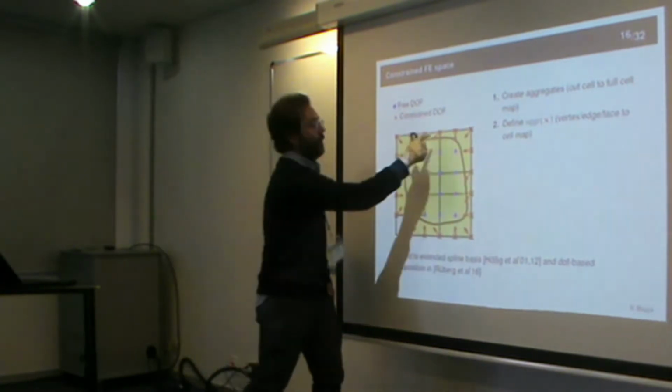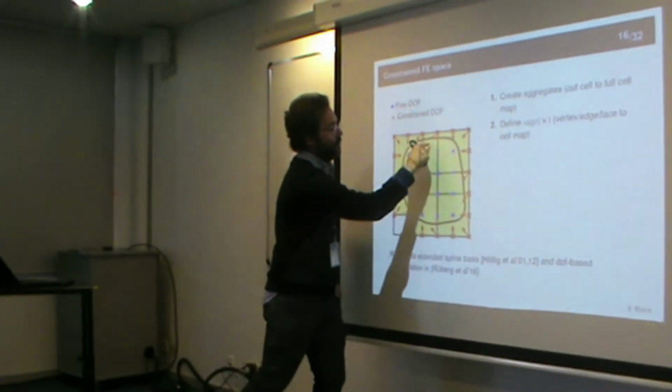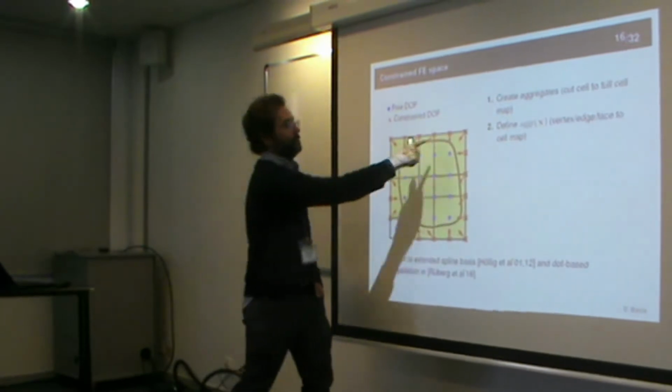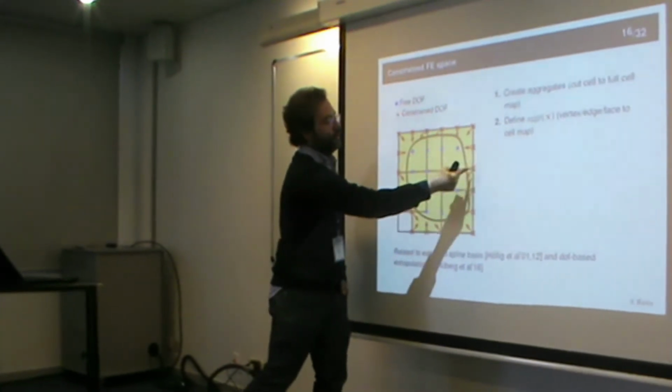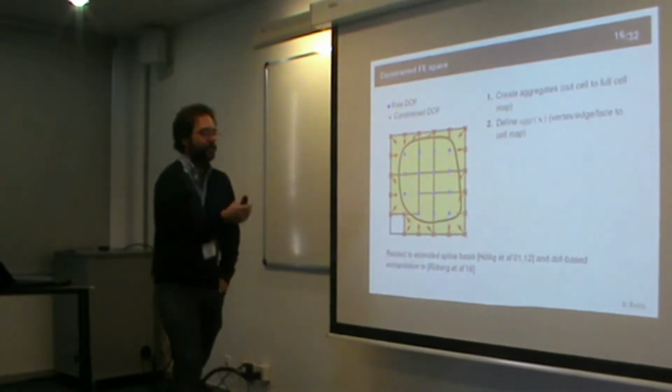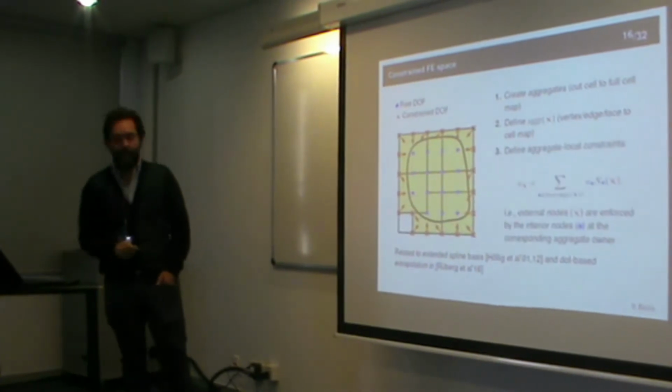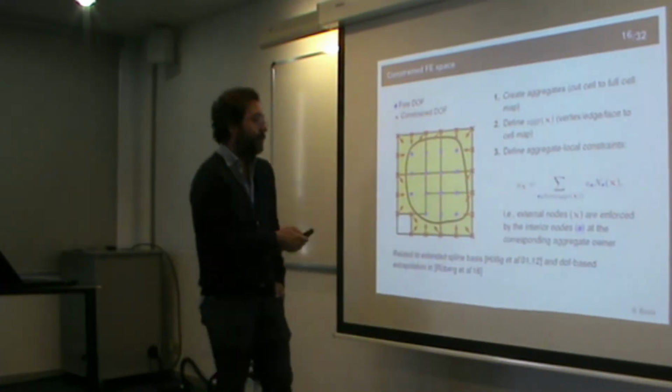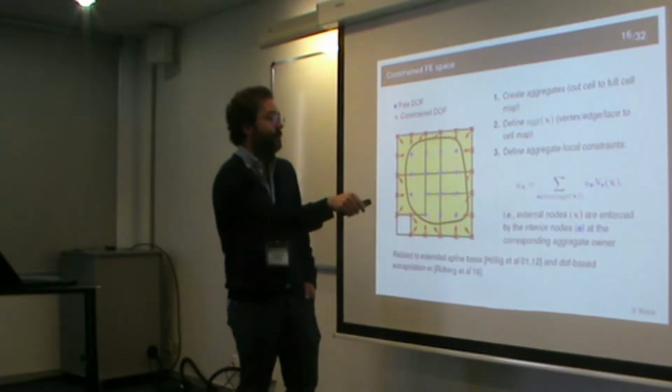And then every one of these, for instance, this vertex belongs to this geometry here. This one only has one option. This one belongs to this one here. It is something quite simple. And now what we do here is to define aggregate based constraints.